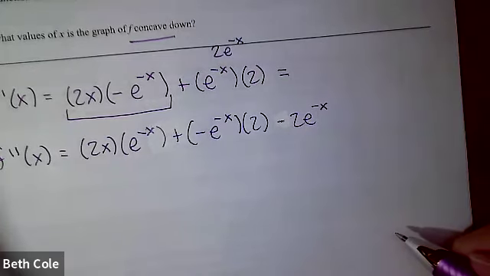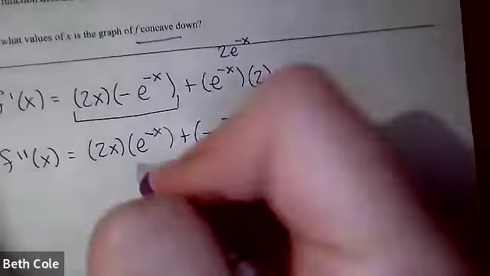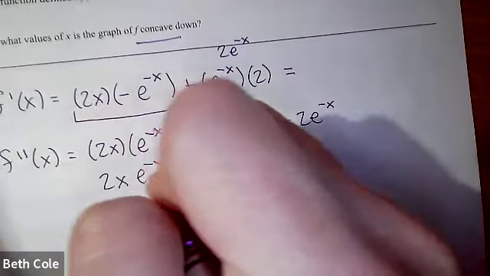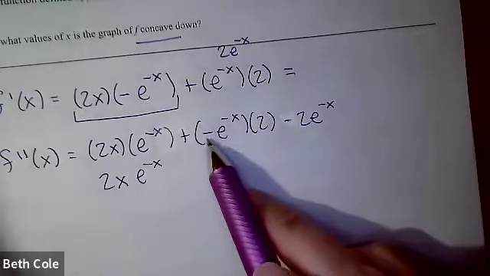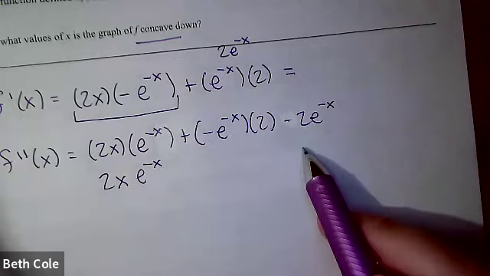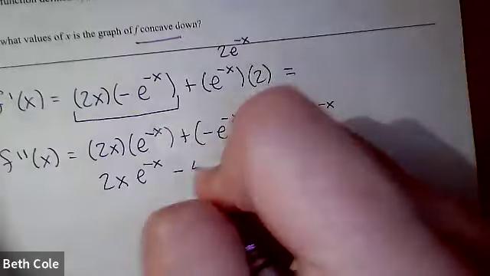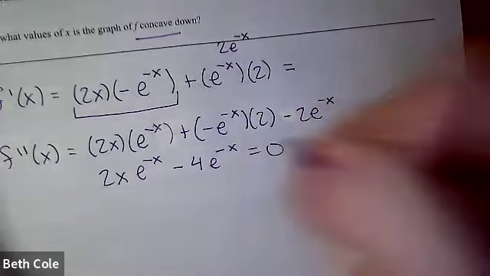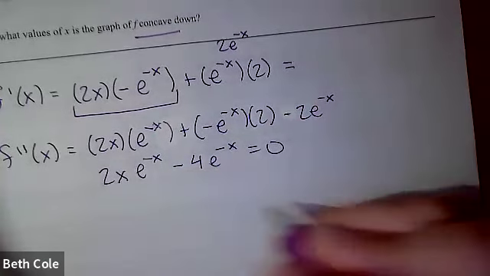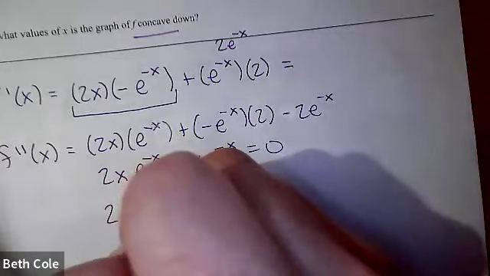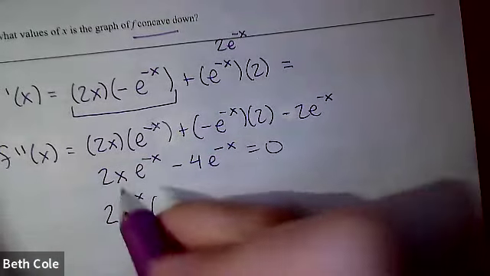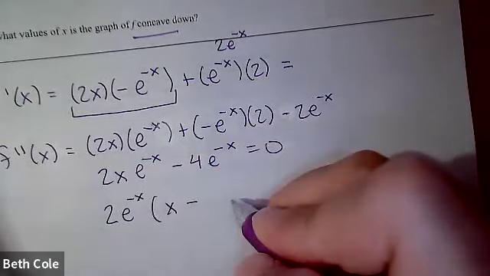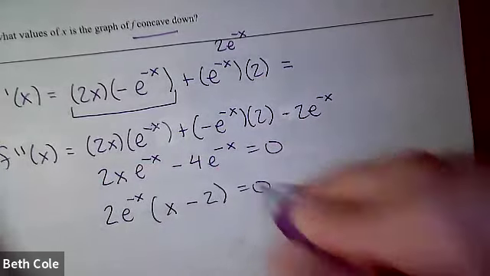All right, can I combine any like terms here? Let's see, this will be 2x e to the -x. We have -2e to the -x and -2e to the -x. That'll be -4e to the negative x. I want to set this equal to 0. I can factor out a 2 and an e to the negative x. That will leave us with x minus 2.